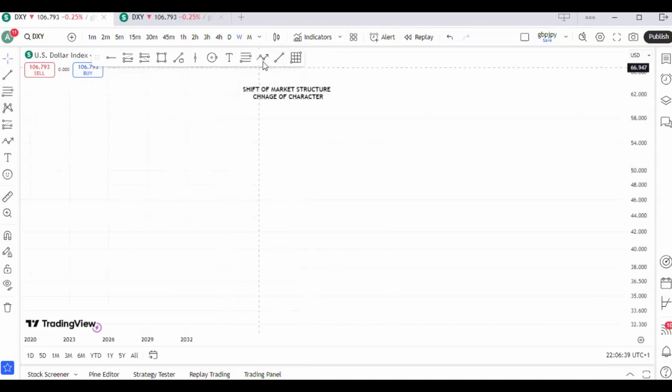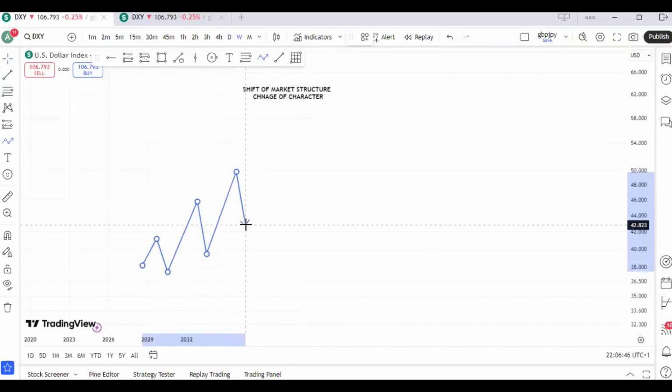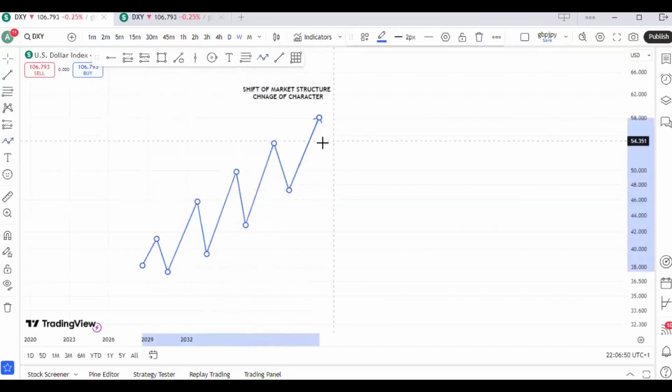Now, we said that we want to trade a market that is forming higher highs and higher lows. We said this is a bullish market structure, right? Now, how do you know this market is ready to change trend? How do you know when this market is no longer a market that wants to keep on buying? How do you know the market wants to reverse? That's where the concept of shift of market structure or change of character comes in. From what you are seeing here, the market is forming higher highs and higher lows, indicating that the market wants to keep on buying.